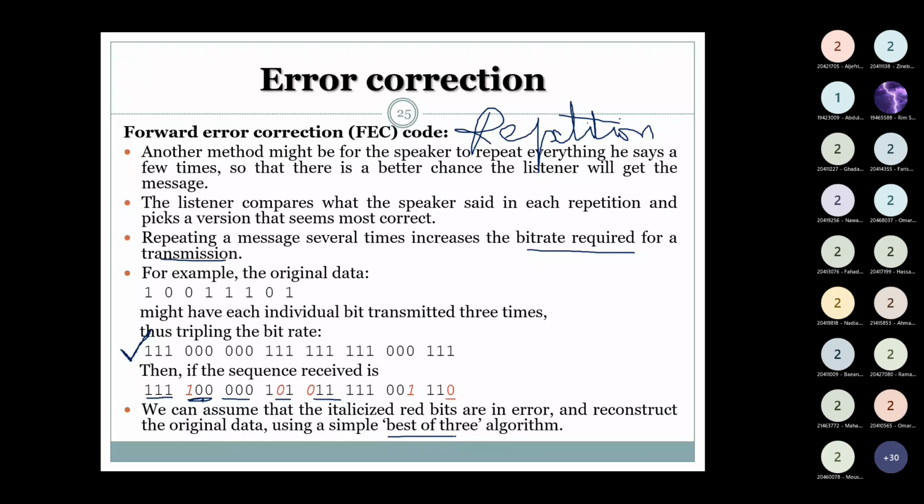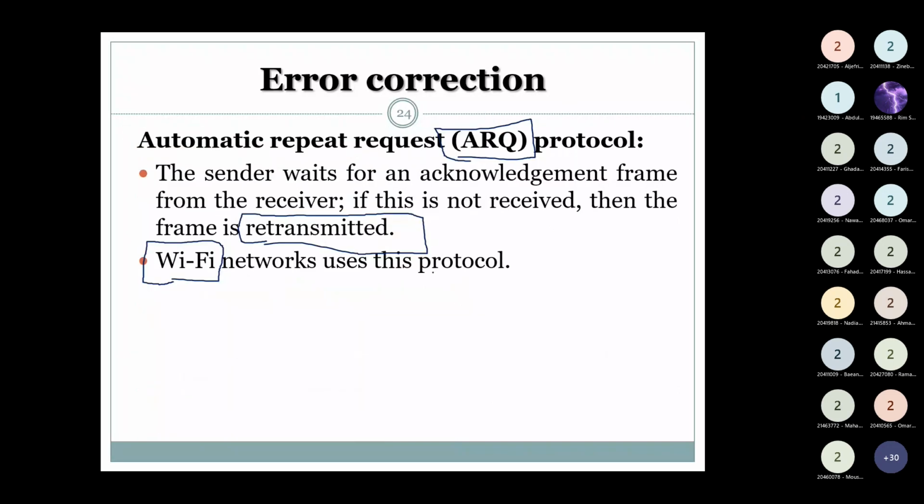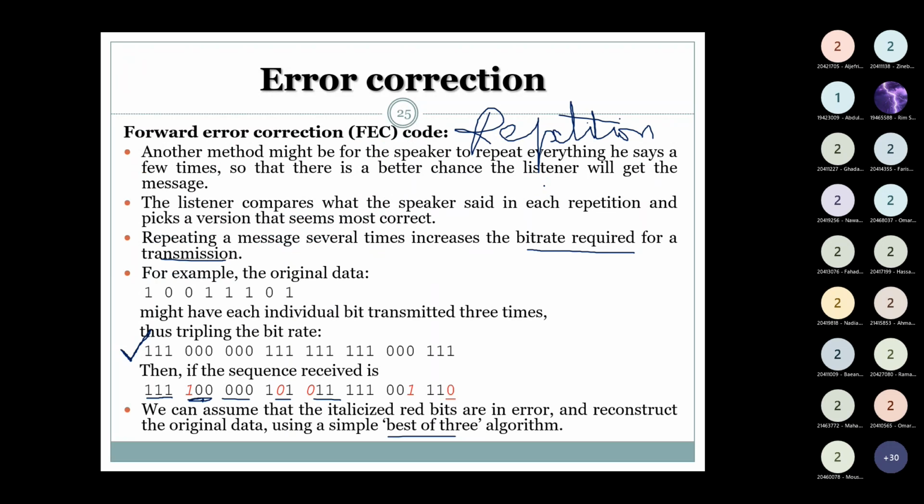Move now to the parity check. The first method works by acknowledgement: once I receive the acknowledgement, I will send you again; once the transmitter does not receive any acknowledgement, it will retransmit. For the FEC, we will use repetition. We will repeat the signal 3 times, 4 times, 5 times, etc., and we will use some algorithms to detect the errors.